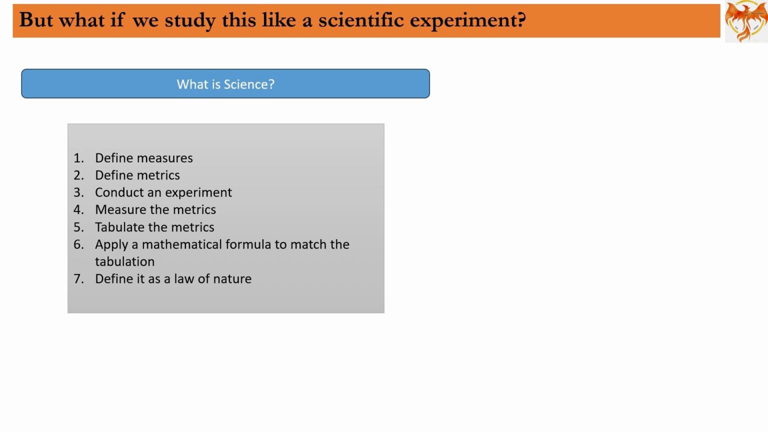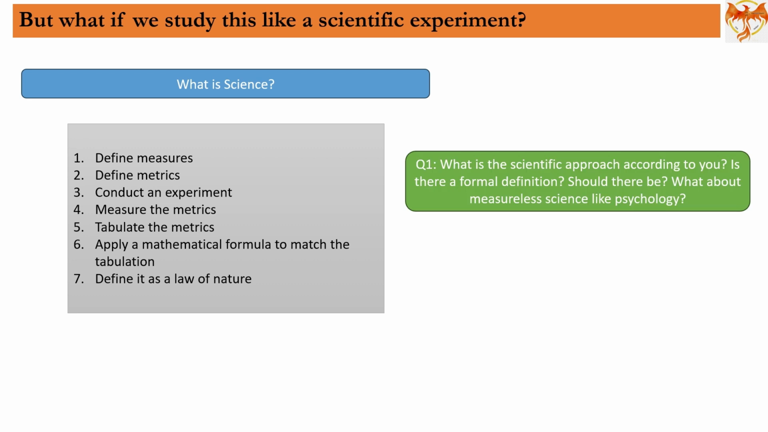We tabulate the metrics, and then we see what mathematical formula matches the metrics in the tabulation, and that becomes the law of nature. So velocity is equal to distance by time, or force is equal to mass into acceleration, etc. So this is the basic scientific process; this is sort of the best definition I could come up with.